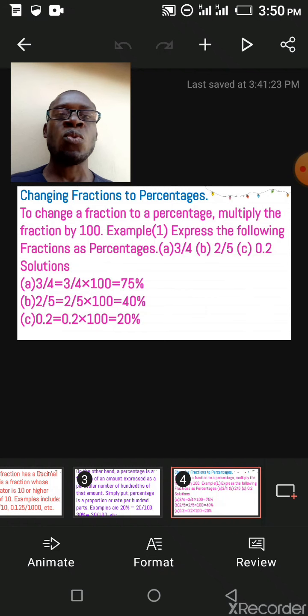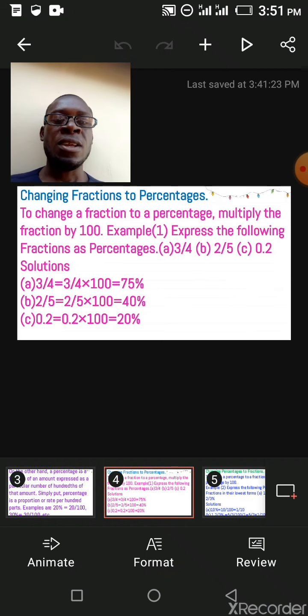How do we get that? 3/4 times 100. You divide 100 by 4, you have 25. Multiply 25 by 3, you have 75. That's how we got 75%. B, 2/5 equals 2/5 times 100 equals 40%. We also did the same thing here. C, 0.2 equals 0.2 times 100 equals 20%.